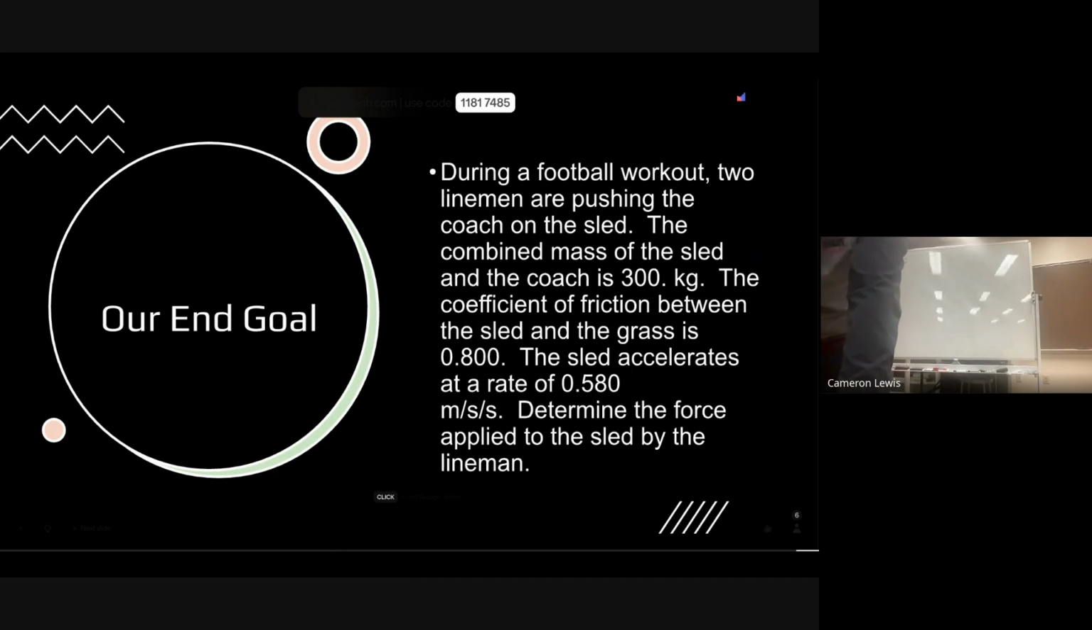During a football workout, 2 linemen are pushing the coach on the sled. The combined mass of the sled and the coach is 300 kilograms. The coefficient of friction between the sled and the grass is 0.8. The sled accelerates at a rate of 0.50 meters per second squared. Determine the force applied to the sled by the linemen.